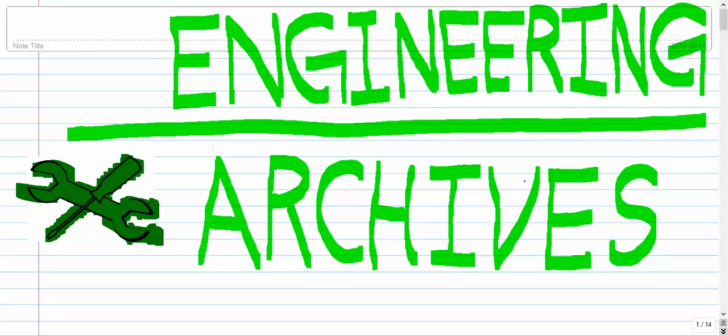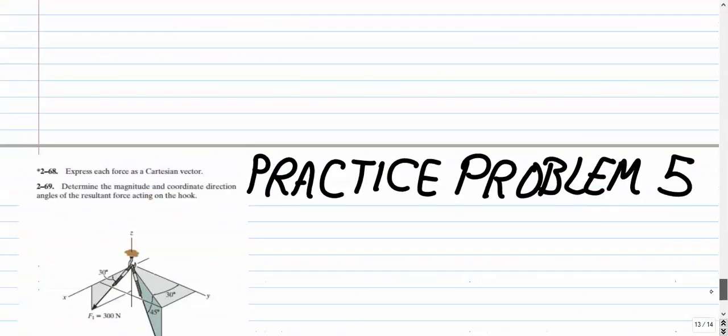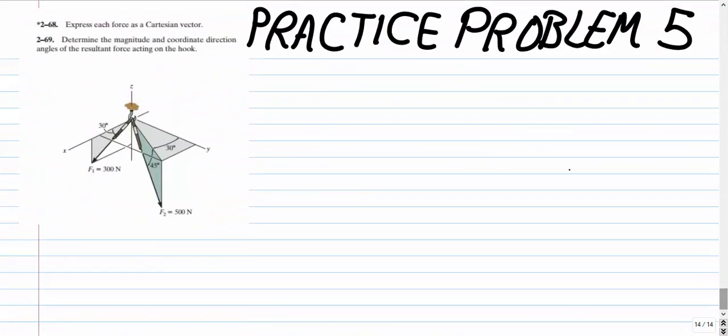Let us look at practice problem number. So this problem says, express each force as a Cartesian vector. And the second part is, determine the magnitude and coordinate direction angles of the resultant force acting on the hook.